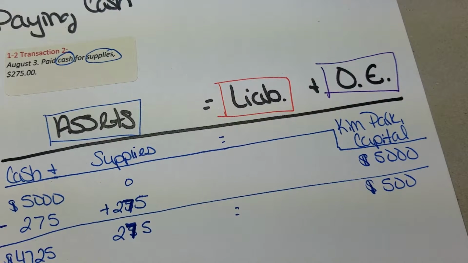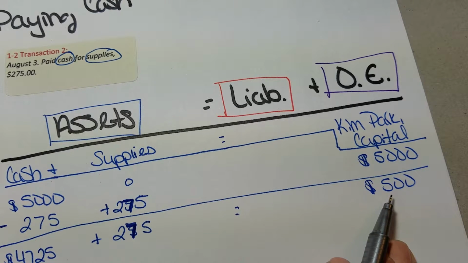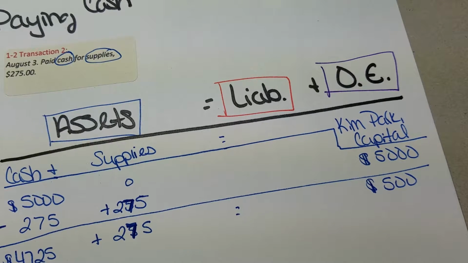So if I add $4,725 plus $275, that is going to equal $5,000. So that means that our accounts are in balance, and we are good to go for that one.